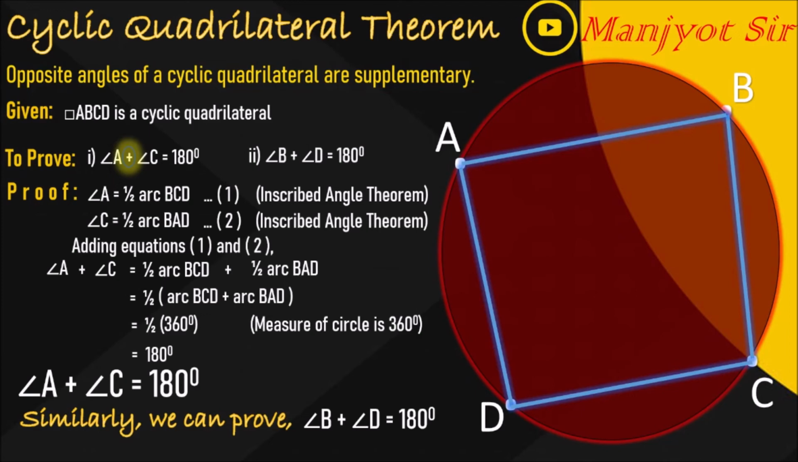I hope everyone is clear with this very important theorem, the cyclic quadrilateral theorem. Whenever we have a cyclic quadrilateral, opposite angles are always supplementary. The sum of opposite angles is always equal to 180. Remember, this is a very important theorem.